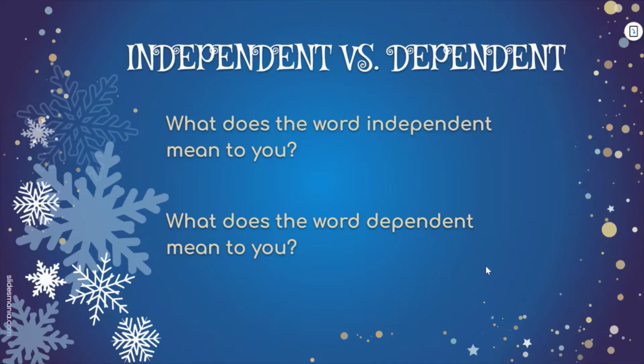So what does the word independent mean to you? The word independent basically means that you're on your own, right? That you're kind of isolated from other things. And what does the word dependent mean to you? Dependent means that you actually rely on something, right? That you're not isolated, that you are reliant on something else. Keep these in mind when we talk about independent and dependent variables, especially when we're talking about graphing them.